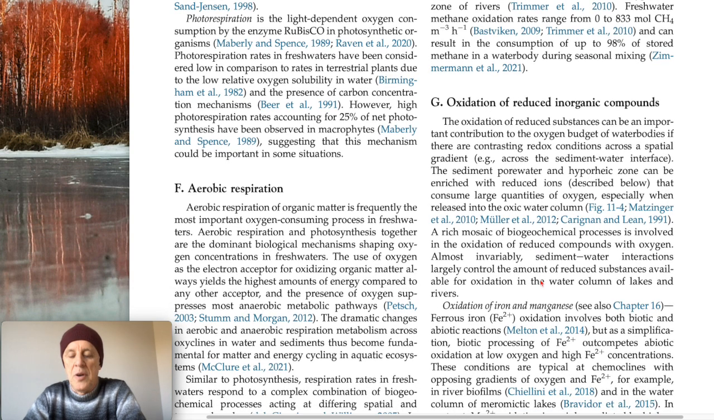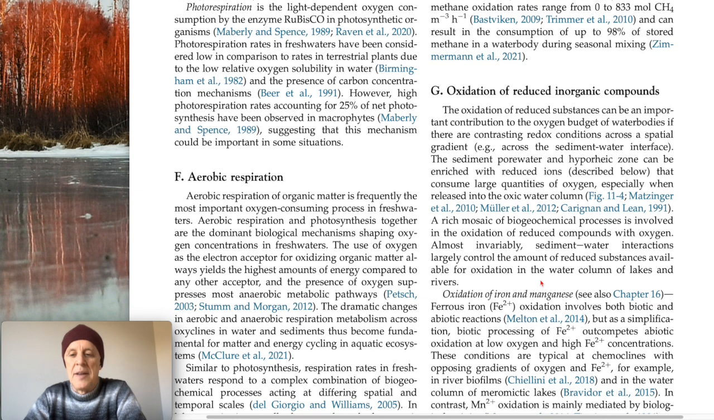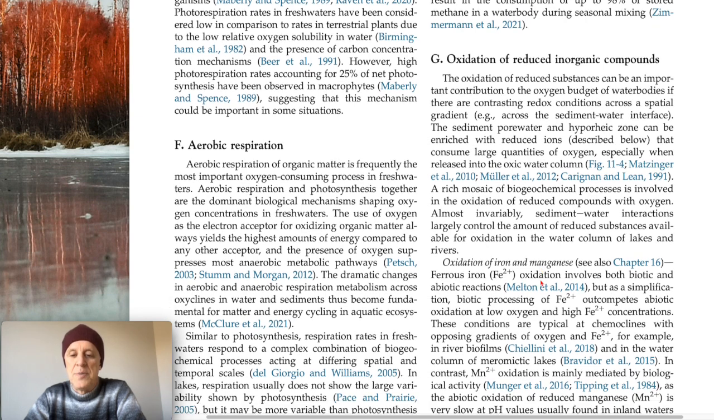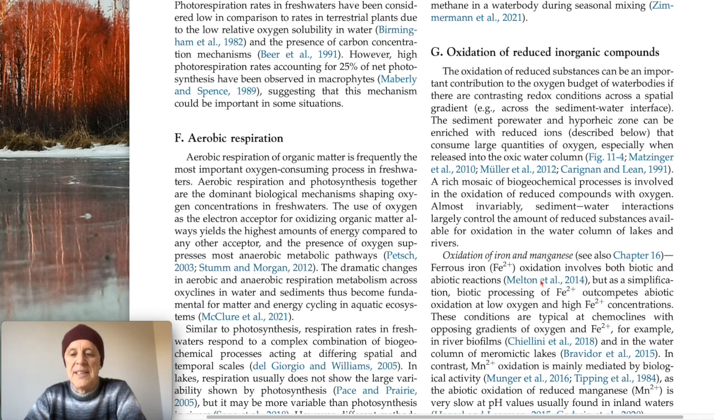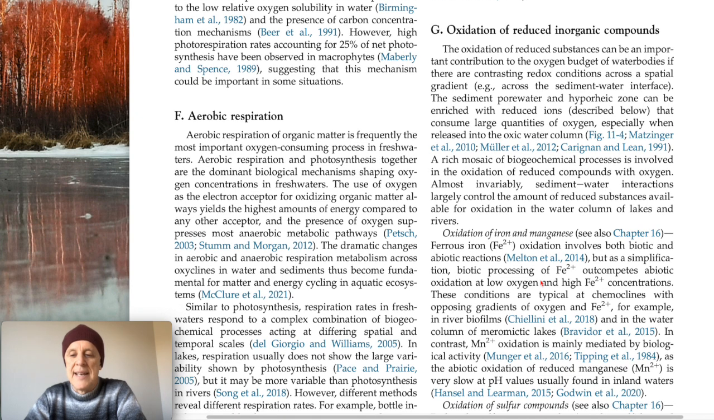Oxidation of reduced inorganic compounds. The oxidation of reduced substances can be an important contribution to the oxygen budget of water bodies if there are contrasting redox conditions across a spatial gradient. The sediment pore water and hyporheic zone can be enriched with reduced ions that consume large quantities of oxygen, especially when released into the oxic water column. A rich mosaic of biogeochemical processes is involved in the oxidation of reduced compounds with oxygen. Almost invariably, sediment-water interaction largely controls the amount of reduced substances available for oxidation in the water column of lakes and rivers.